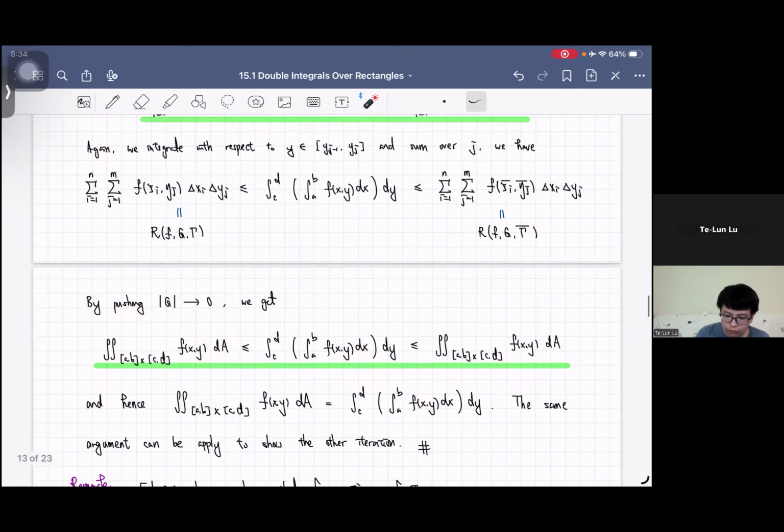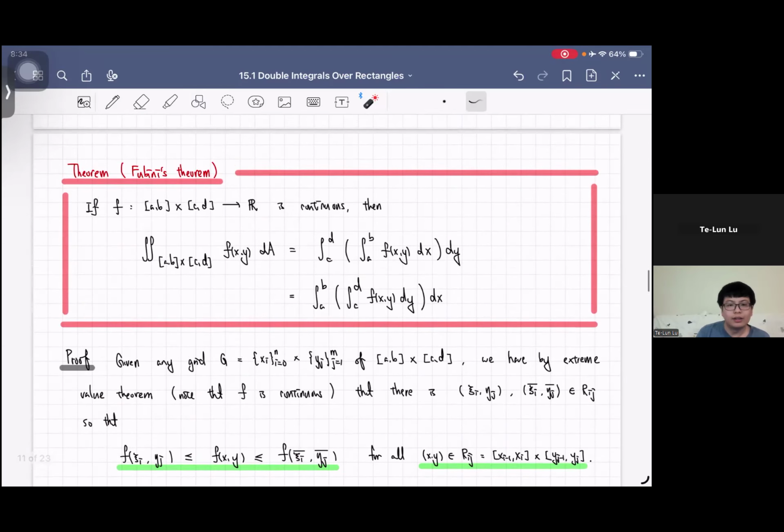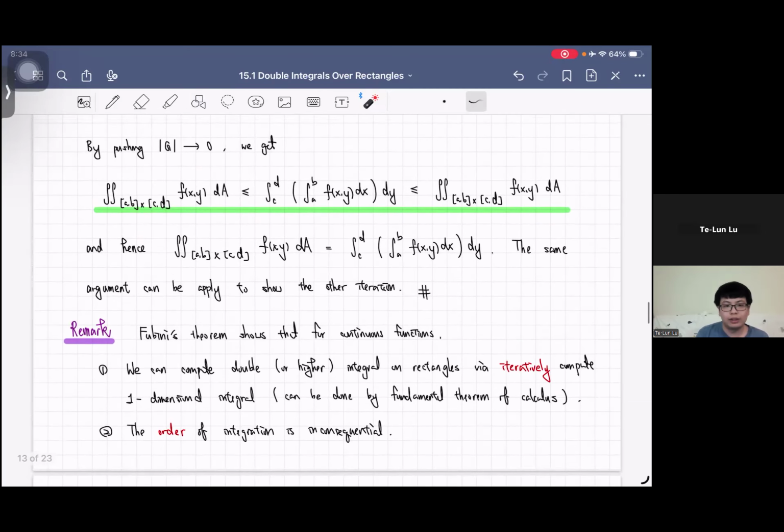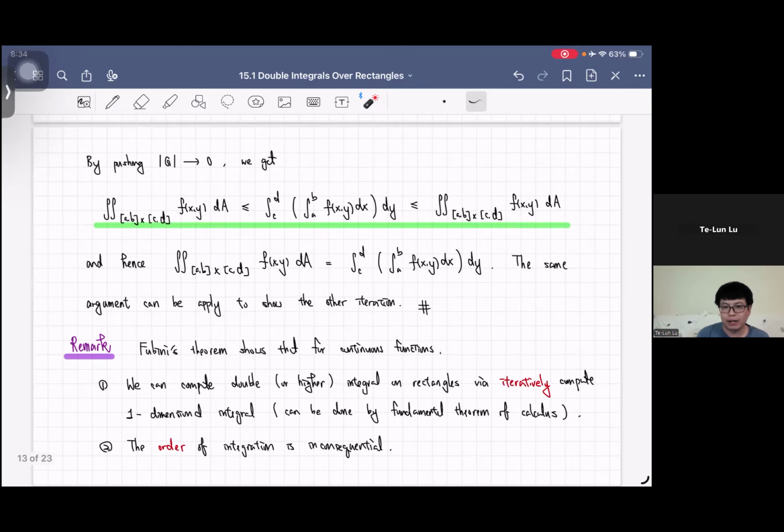So let me summarize this theorem again. I think I wrote it down here. It basically tells us two things. First, from the computational aspect, we know that we can compute a double integral, or even a triple, 4-fold or 5-fold integral, by iteratively computing one-dimensional integrals. So if you're working with a rectangle, then we can compute the x coordinate first and then the y coordinate.